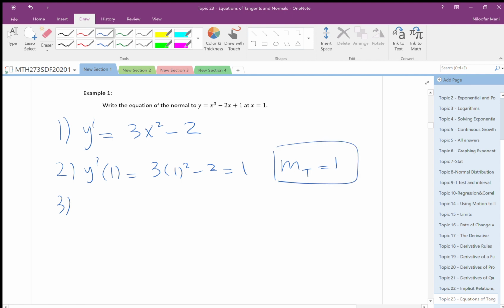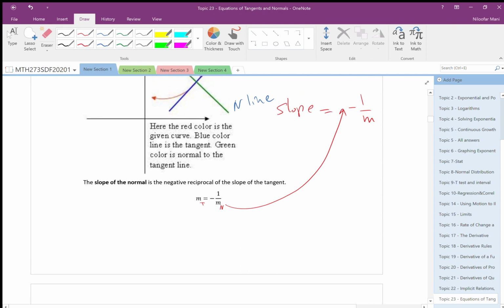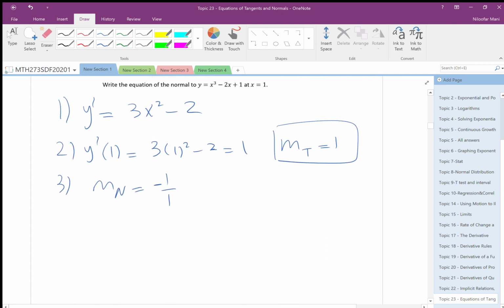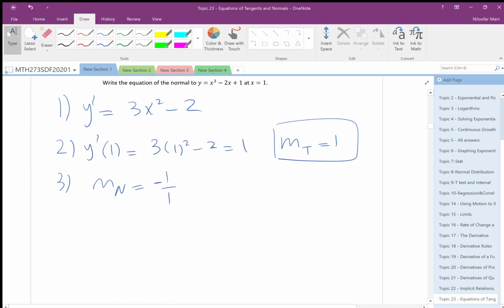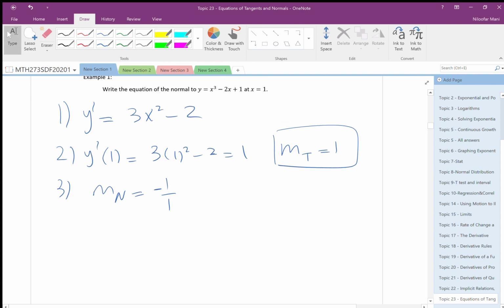Okay, so how about m normal line? M normal line is minus 1 over 1. I have to take the reciprocal and change the sign. The reciprocal of 1 is just 1, so I change the sign, and this is the slope of the normal line. So first the derivative, then the slope of the tangent line, then the slope of the normal line, and then you write y equals minus x plus b.